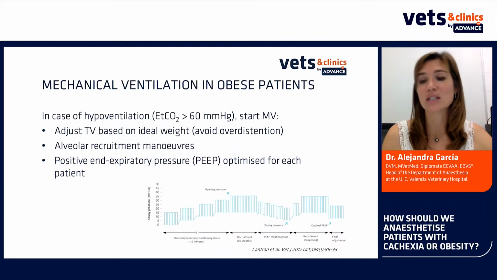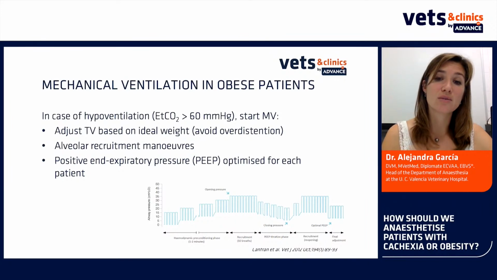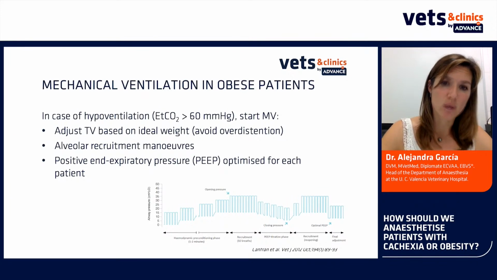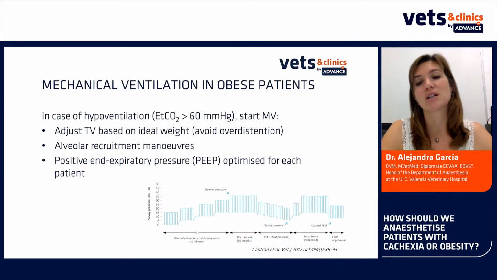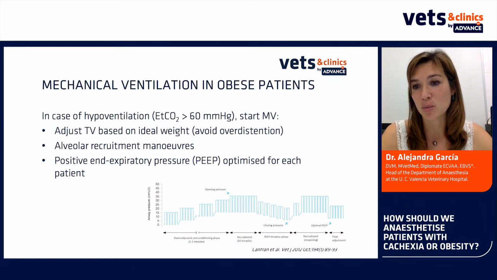optimized for that patient. So in this alveolar recruitment maneuver, we are going to go to pressure mode, give five breaths to my patient, increasing progressively the PEEP and the peak inspiratory pressure until we get to the opening pressure, and then basically reducing both again until I get the closing pressure and the optimal PEEP for my patient.